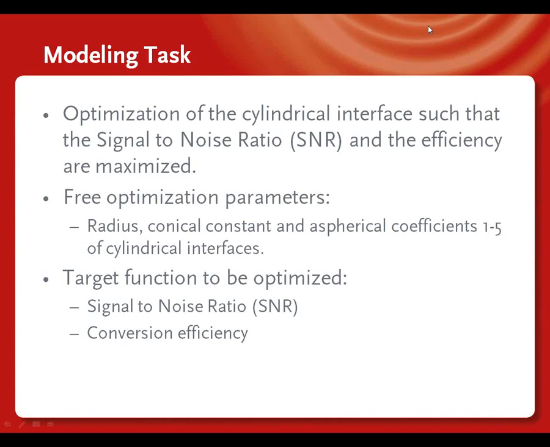So the optimization task is now the following. The goal is to optimize a cylindrical interface such that the signal-to-noise ratio and the efficiency are maximized. So that means our parameters here are the radius of curvature, conical constant, and the aspherical coefficients 1 to 5 of the cylindrical interface. The merit functions that I will use to evaluate the quality of this generated light distribution are the signal-to-noise ratio, SNR, and the conversion efficiency.